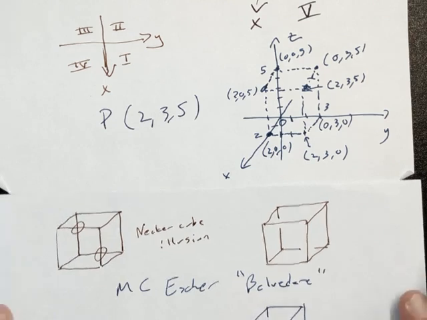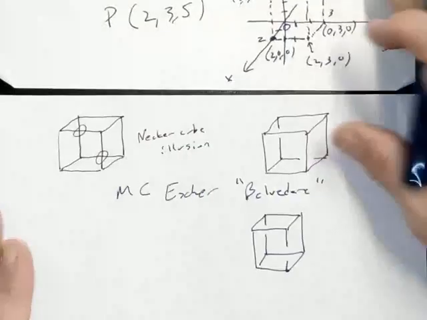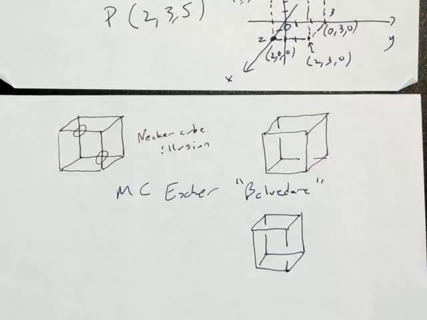Ready? According to this, this piece is in front. According to this, this piece is in front. So the top point's one way, the bottom point's the other way. Ooh, that's weird. So drawing in 3 dimensions is a pain in the ass.